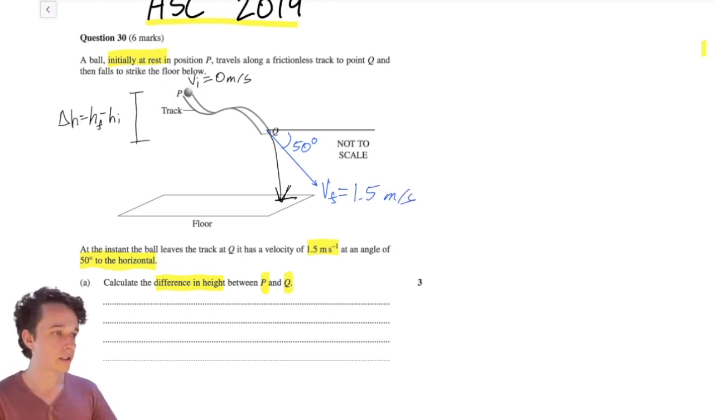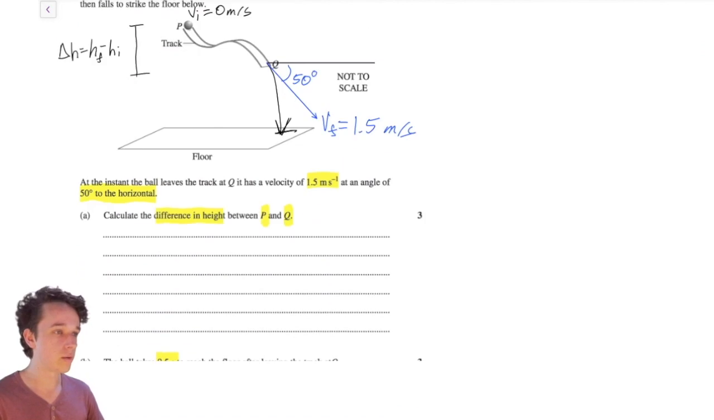Part A again asks, calculate the difference in height between P and Q. So the question is asking us for this delta H term here, the change in height between the ball at point P and the ball at point Q. The easiest way to answer this question is to consider the total energy of the ball when it is at point P and the total energy of the ball at the point Q. And so I'll write that here.